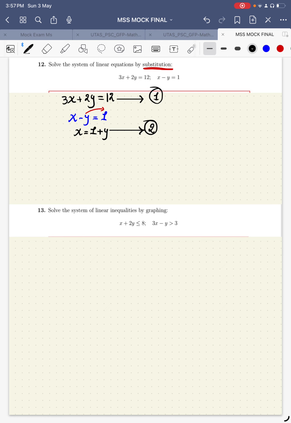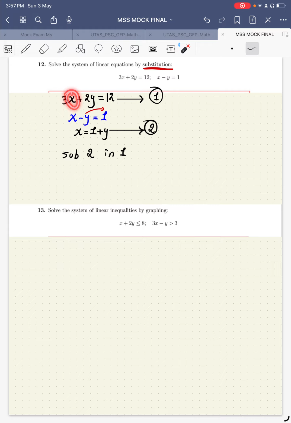Now, how am I going to solve this one? I'm going to substitute equation 2 into equation 1. So instead of writing x, I'm going to write 1 plus y. 1 plus y is going to replace x here.